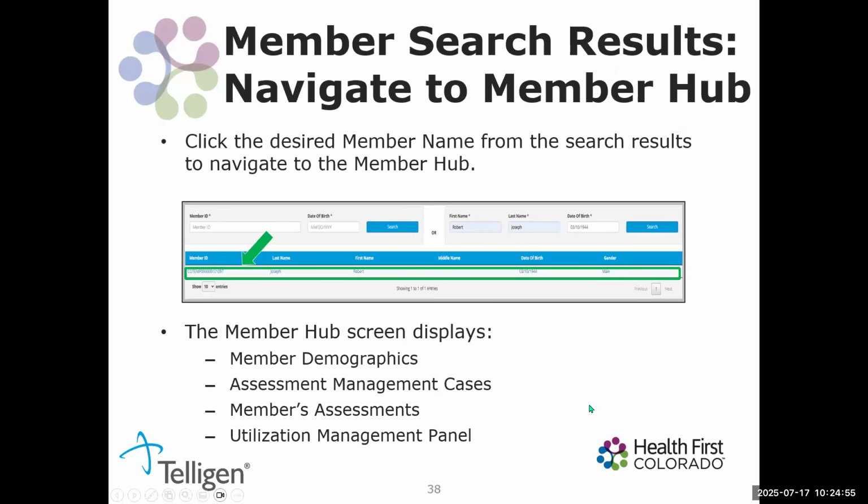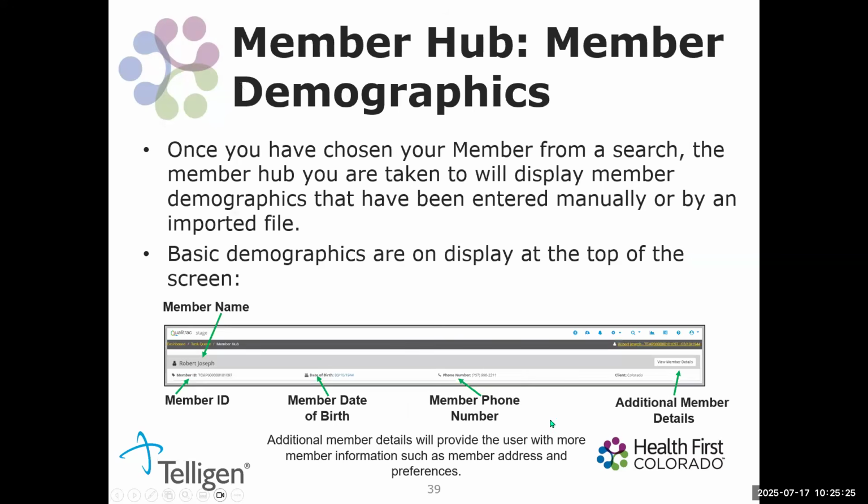So jumping into the member hub, once you've selected your member, this is what it'll look like when you get a match. You won't see more than one unless there is some sort of duplication that occurs, and our system marries that stuff up in the evenings. Our member hub screen displays member demographics. It will show you an assessment management panel, a member assessments panel, and a utilization management panel. And we'll get into that.